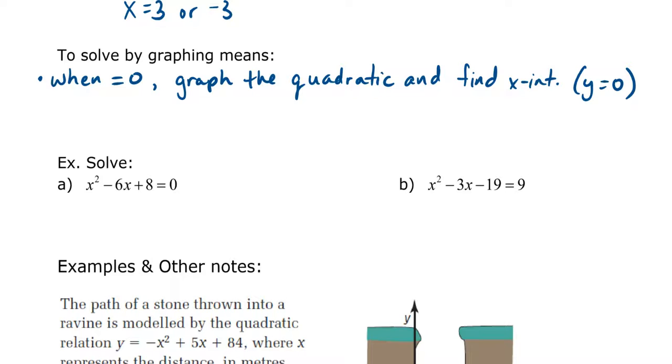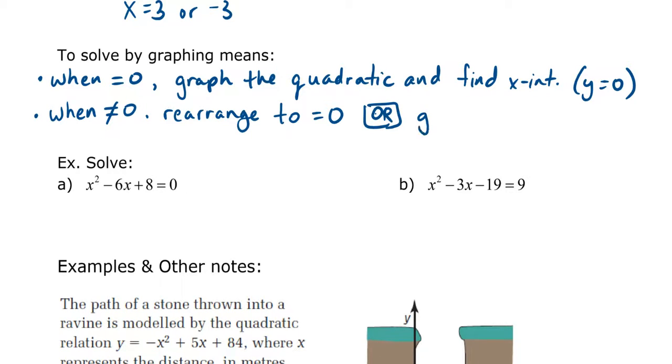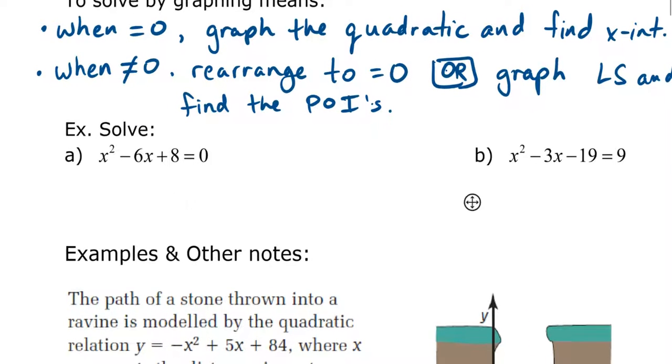Okay? But what if the other side of your equation is not equal to 0? When it's not equal to 0, you have to rearrange so that the equation is equal to 0, and then repeat, find those x-intercepts, or you graph the left side and the right side, and as you graph both the left side and the right side, you find the points of intersection. Where do those graphs meet? So find the POIs.